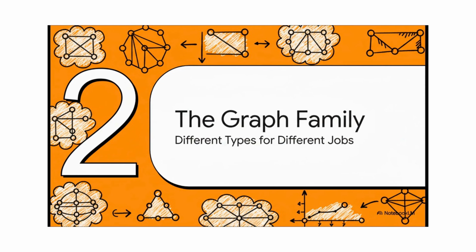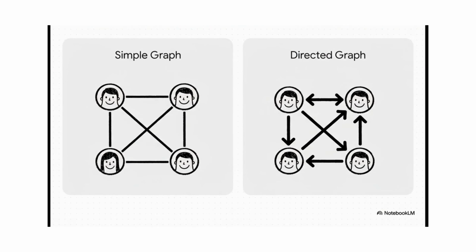Okay, so once you have that basic idea, dots and lines, you realize you can make all sorts of different flavors of graphs for all kinds of situations. Let's think of this next part like we're flipping through a graph family album, meeting all the different relatives. So here we've got the two most common types side by side. On the left, you've got a simple graph. Think of it like a two-way street. A friendship on Facebook is a perfect example. It goes both ways. But on the right, you have a directed graph, and these are all about one-way streets. It's like following someone on Twitter. You follow them, but they don't have to follow you back. That little arrow makes all the difference.